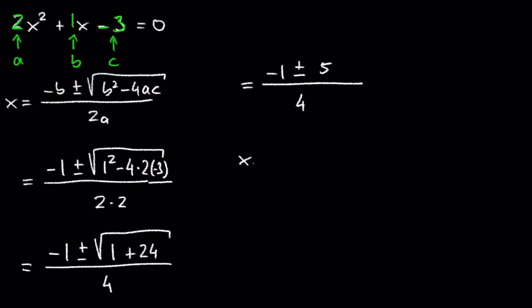Our first solution is negative 1 plus 5 is 4 over 4, which is 1. And our second solution is negative 1 minus 5, which is negative 6 over 4, which is then, after simplifying, negative 3 over 2.